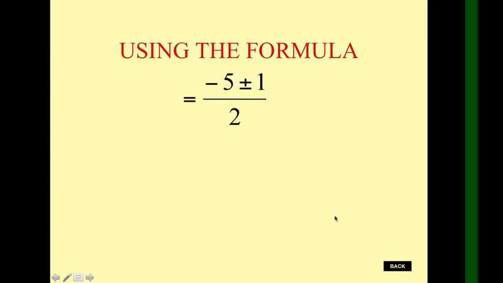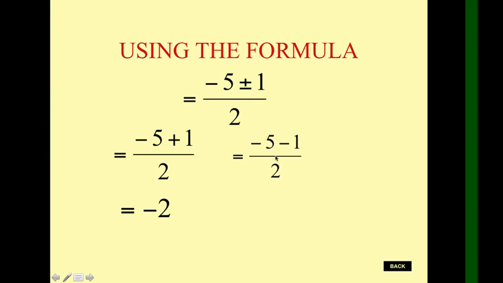Now, to solve for the x values, we have negative 5, so we will separate them using plus and minus. The first one is plus, so negative 5 plus 1 over 2. That is negative 2, because negative 5 plus 1 is negative 4, divided by 2 is negative 2. For the next one, we have negative 5 minus 1 over 2. Negative 5 minus 1 is negative 6, because they have the same sign, so add the numbers and copy the sign, divided by 2. The answer is negative 3. So therefore, the two x values that we have are negative 2 and negative 3. That is our solution set.